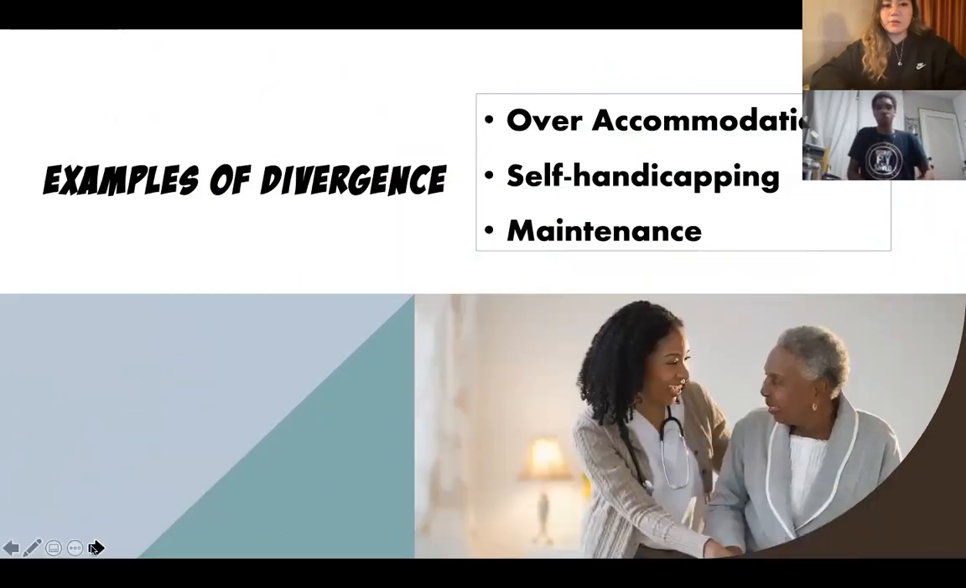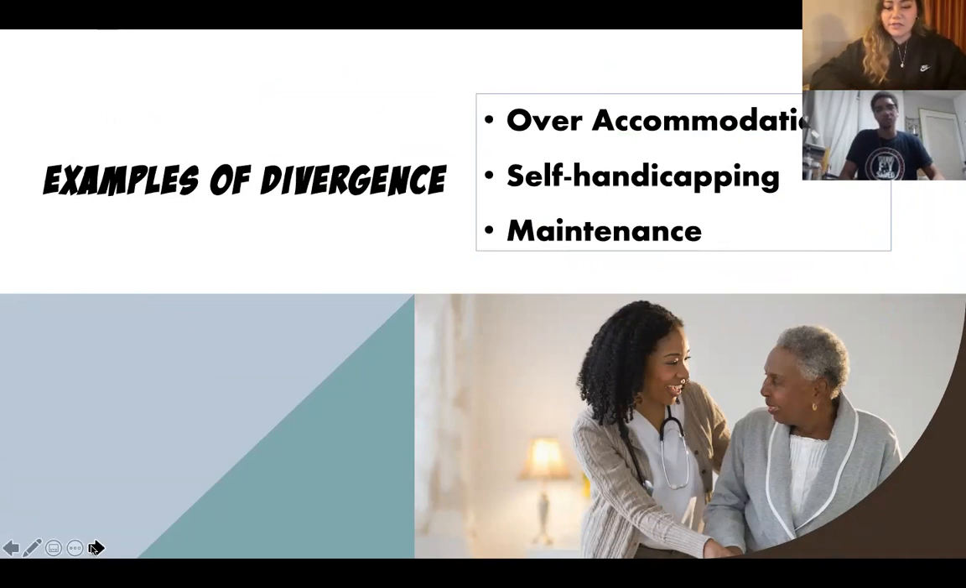So some of the examples of divergence would be over accommodation. Over accommodation is when a person goes out of their way to belittle someone when talking to the person they're communicating with. For example, like he said, a manager wouldn't speak to another manager that way. They would speak that way probably to a new hire or maybe.